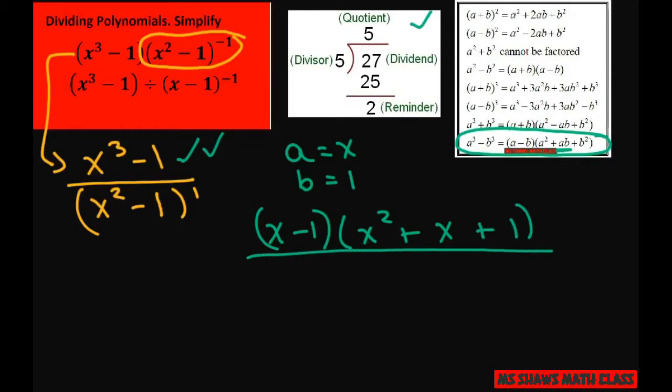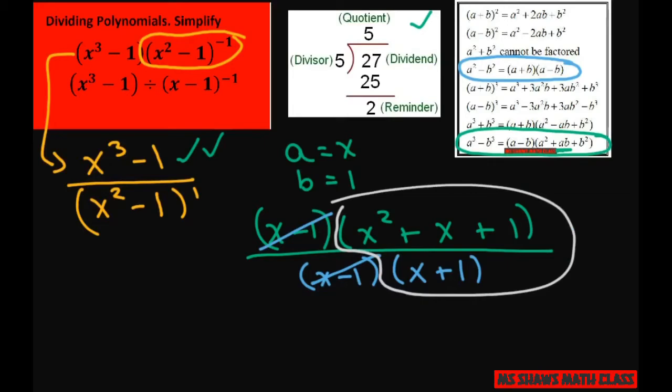The denominator I'm going to expand by using my difference of squares. So that's going to be x minus 1 times x plus 1. Now when you have that, these two cancel. Now it's going to be a little easier for us to divide longhand. So if we do that, this is what we're left with. So we have x plus 1, and we're dividing x squared plus x plus 1.